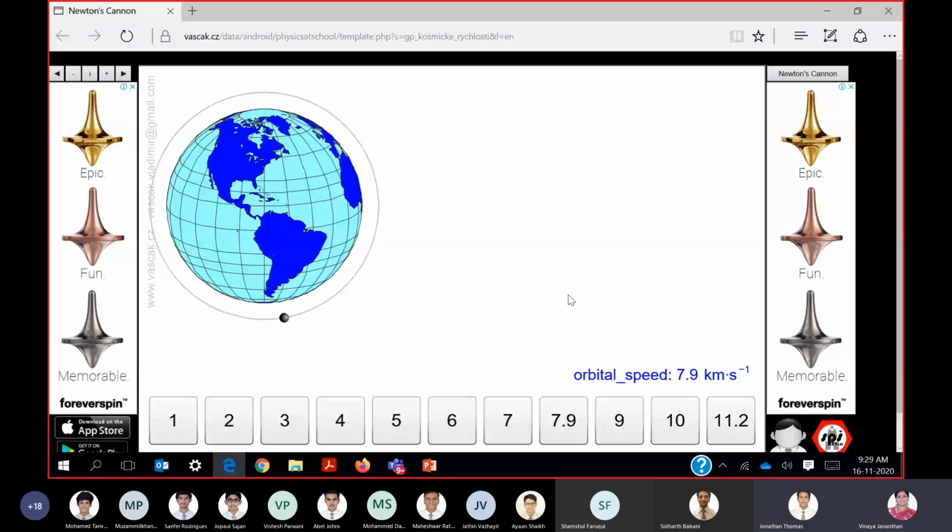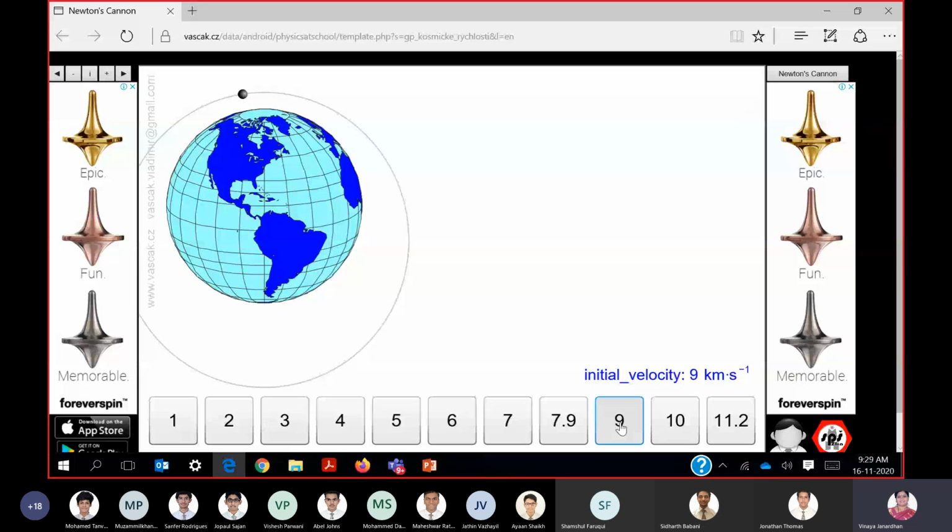Can you access your simulation? Okay, keep increasing the speed. Let us see what happens. Keep increasing. Let me increase the speed to 7, 9. Okay, now you can see the trajectory itself is changing.